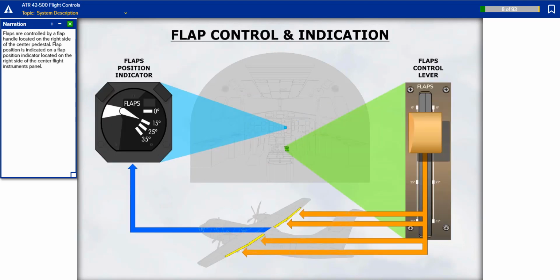Flaps are controlled by a flap handle located on the right side of the center pedestal. Flap position is indicated on a flap position indicator located on the right side of the center flight instruments panel.